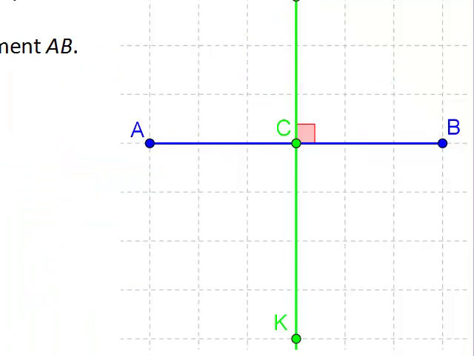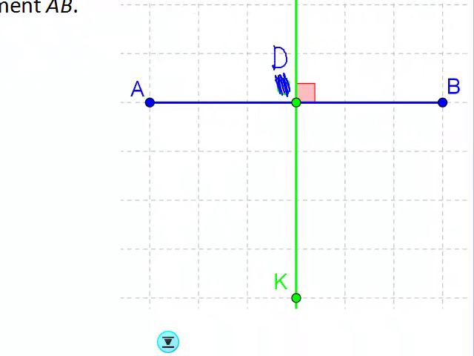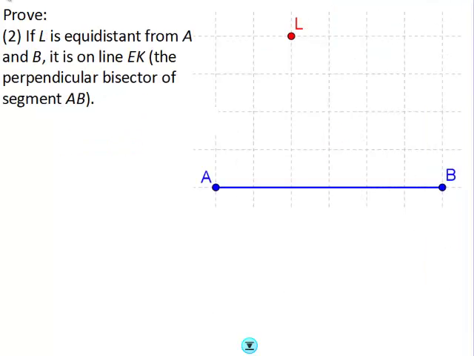So the first case was D's not on the segment. What if D is on the segment? So that is to say, what if this isn't actually point C, it's actually point D? Well, in that case, we know that it's on the perpendicular bisector. Again, so we know that these guys are congruent. So we have to prove it's the same distance. Well, we can look at it and see that AD and DB are congruent. So that's pretty obvious. Okay.